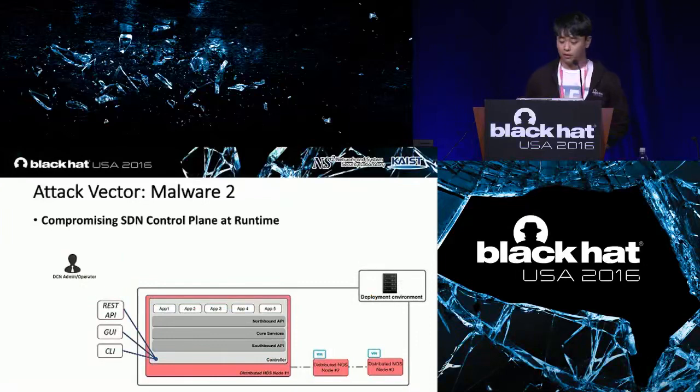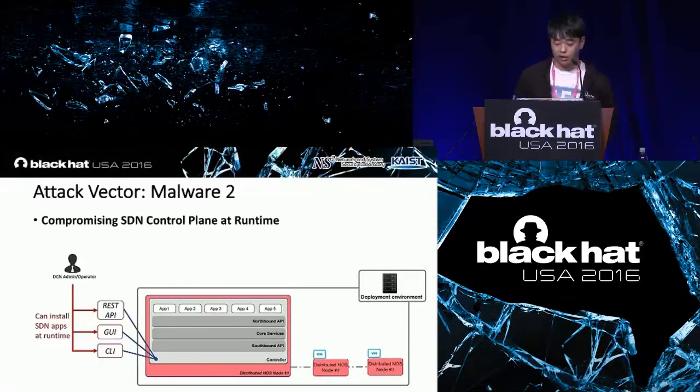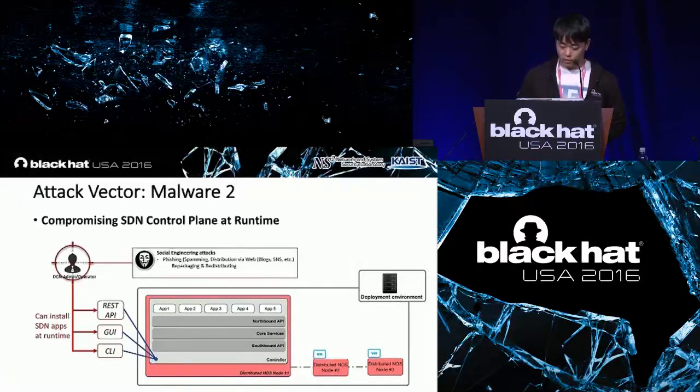Another attack vector is malicious SDN applications. ONOS and OpenDaylight both support hot deployment of SDN applications, so the network administrators and operators can easily install SDN applications using CLI, GUI, or REST API. To make them download and install malicious SDN applications, social engineering attacks can be used. And once this malicious application is installed, the application can manipulate the behavior of the control plane and the entire network.